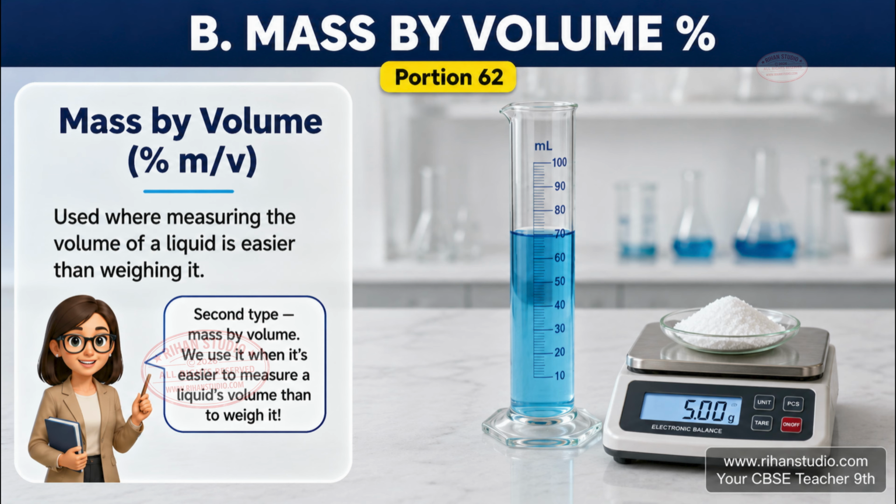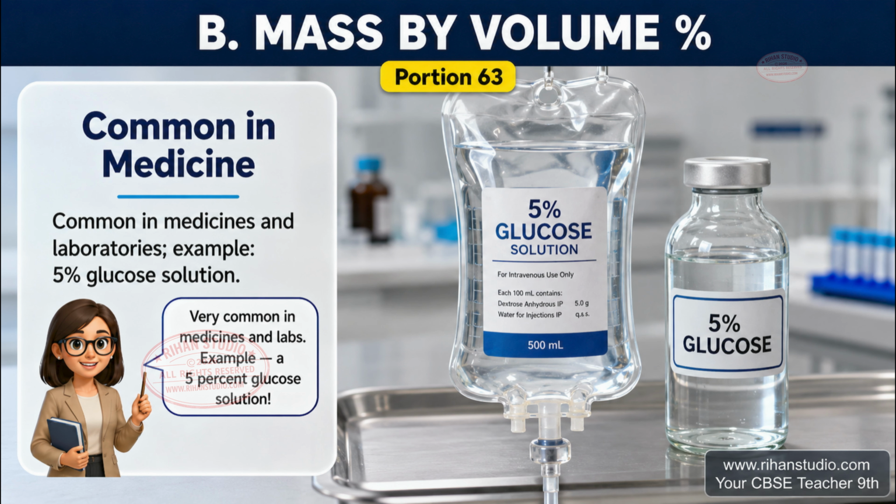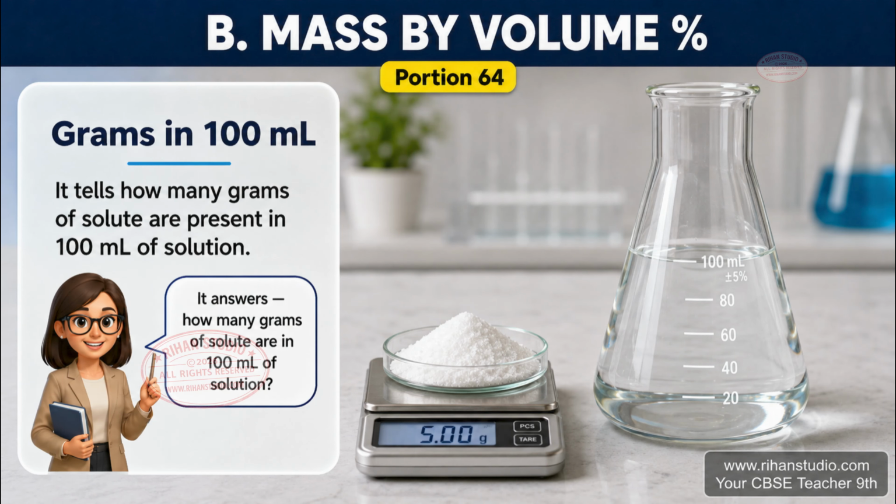Mass by volume percentage. This method is used where measuring the volume of a liquid is easier than weighing it. Second type, mass by volume. It is common in medicines and laboratories. For example, a 5% glucose solution. Mass by volume percentage tells how many grams of solute are present in 100 milliliters of solution. It answers a question: how many grams of solute are in 100 milliliters of solution?